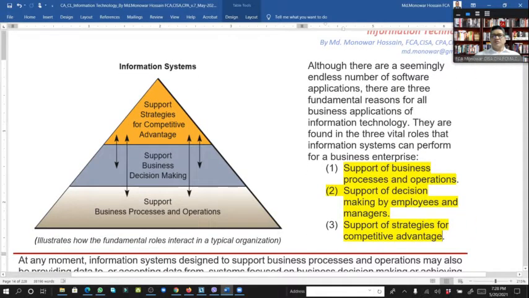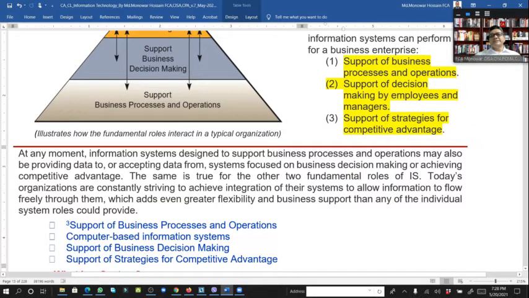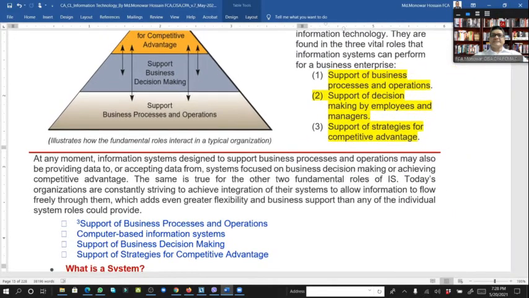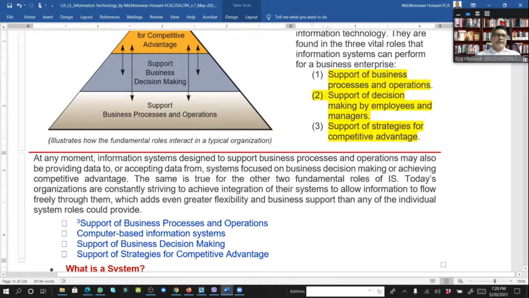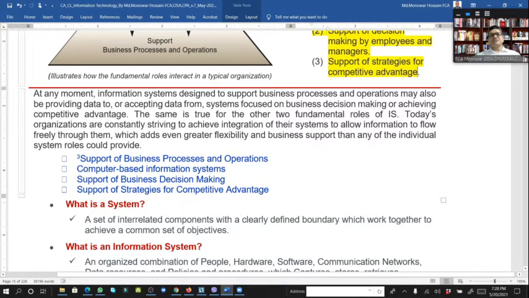So these three fundamental roles: support of business process and operation, support to decision making by employees and management, and support to strategic and competitive advantages. At any moment, an information system designed to support business process and operation may also provide data to the system focused on business decision making or achieving competitive advantage. The same is true for the other fundamental roles.